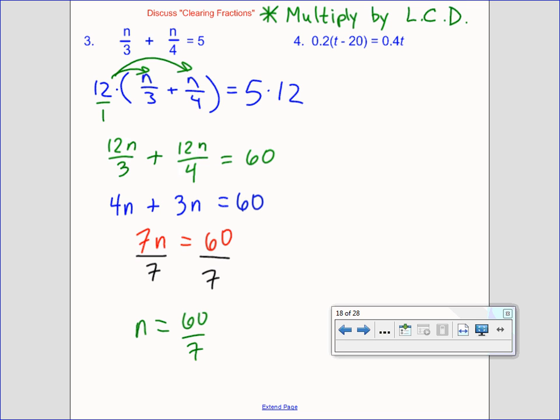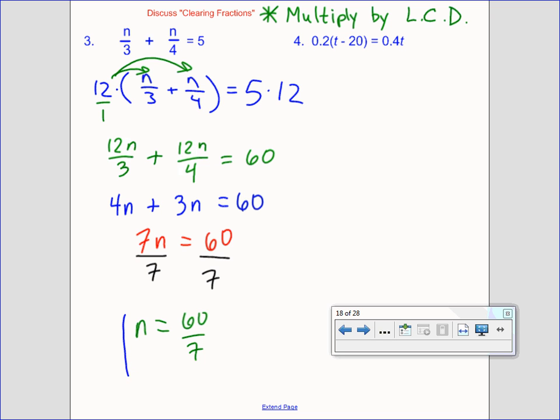So if I have multiple fractions within the same problem, we're going to multiply both sides, every term, by the least common denominator. And this way I can clear the fractions in one fell swoop. What do I like about the second blue line as opposed to the first blue line? The fractions.